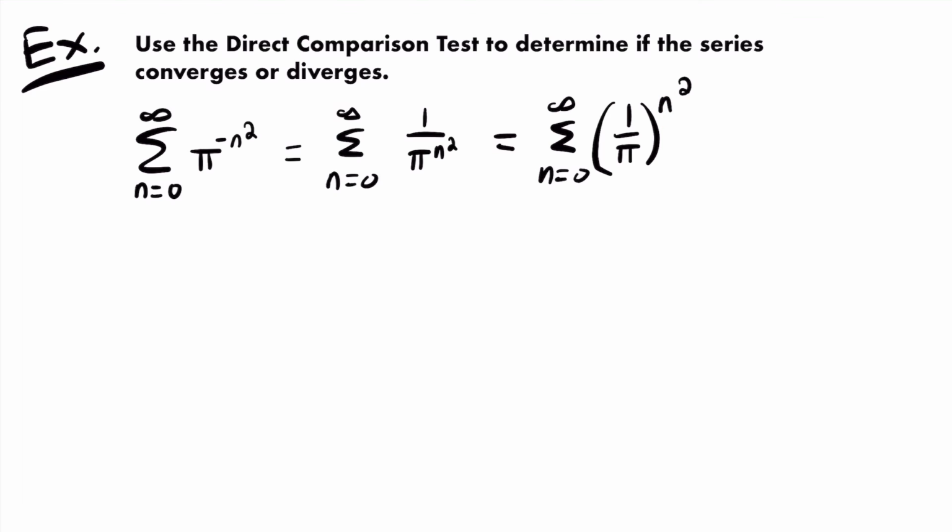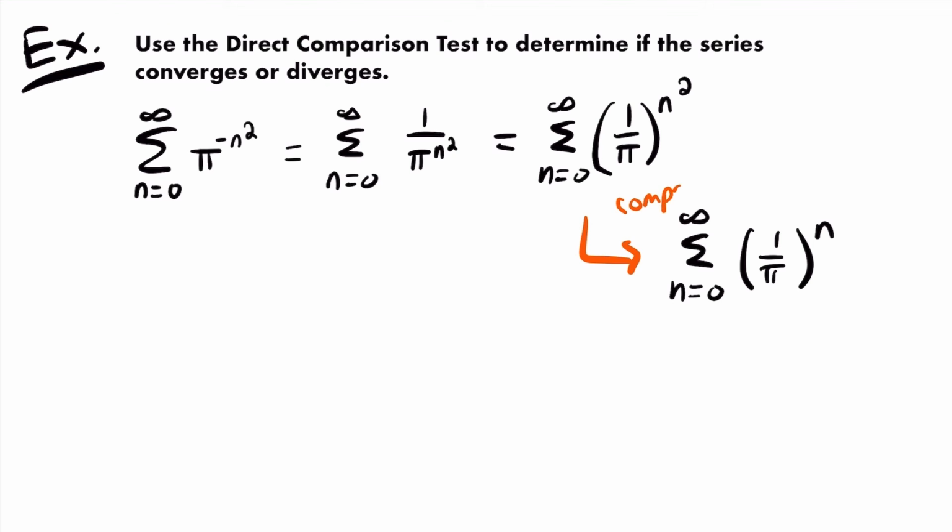n. All right, so we will compare this to the sum from n equals 0 to infinity of 1 divided by pi to the power of n. That is what we are comparing it to. I just want to make sure that that's clear. This is not equal to this. We are comparing them.